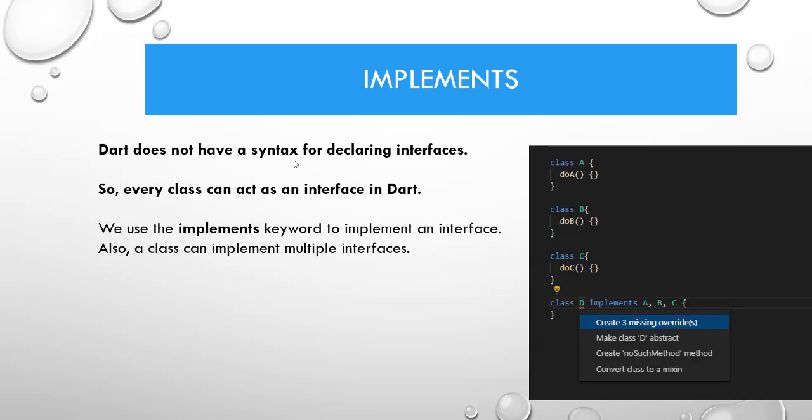Dart does not have a syntax for declaring an interface. So, every class can act as an interface in Dart. We use the implements keyword to implement the interface. Also, a class can implement multiple interfaces. Here are three classes, class A, class B, and class C. Class D implements class A, class B, and class C. There is no interface keyword to define an interface in the Dart language.